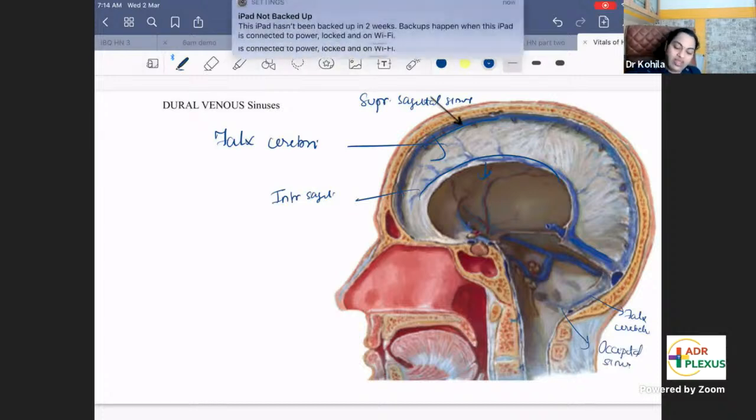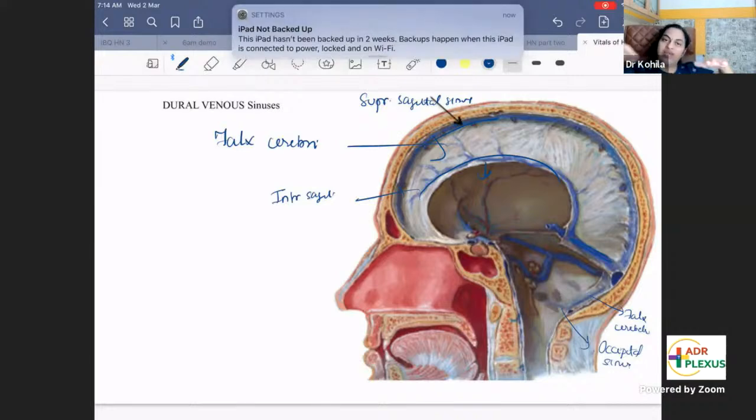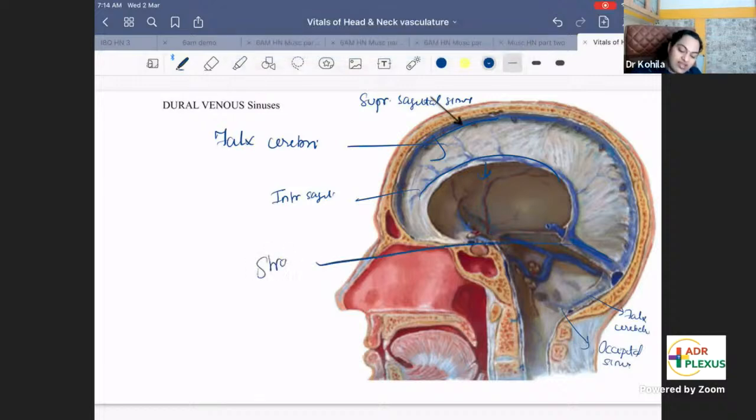Occipital sinus. Then you have the tentorium cerebelli, where the falx cerebri and the falx cerebelli meet. That will lodge the straight sinus.